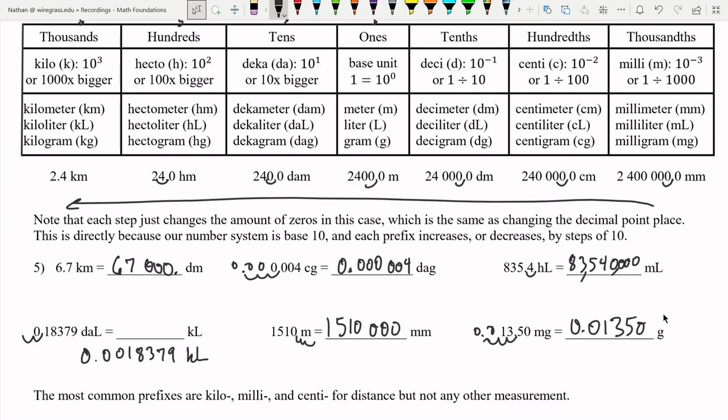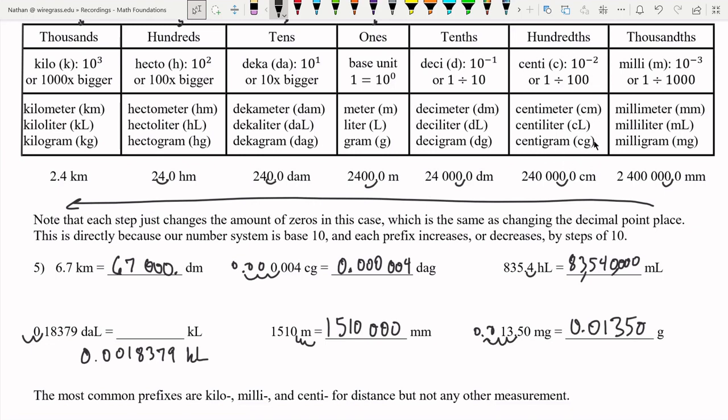In practice, the only prefixes that are really used in this portion, there are of course larger prefixes than kilo and smaller prefixes than milli. I recommend you look that up yourself. Just look up the SI system of measurements and look up larger and smaller prefixes. But the most common for this one is going to be the kilo, the milli, all the way down here, and then the centi for distance.